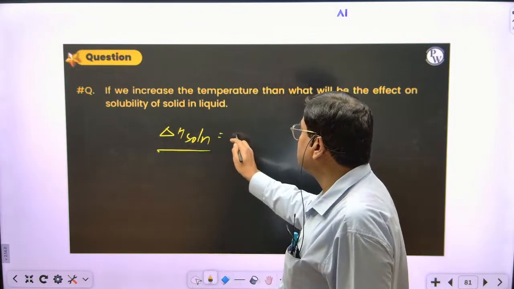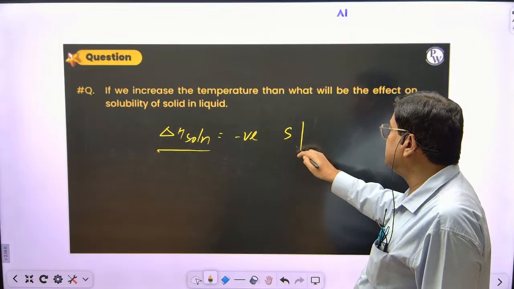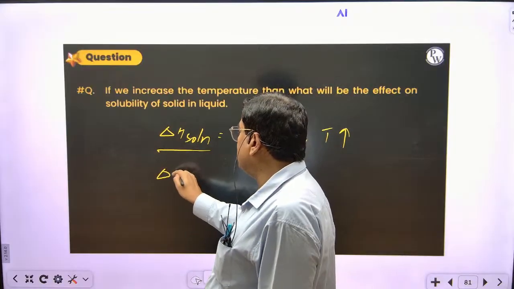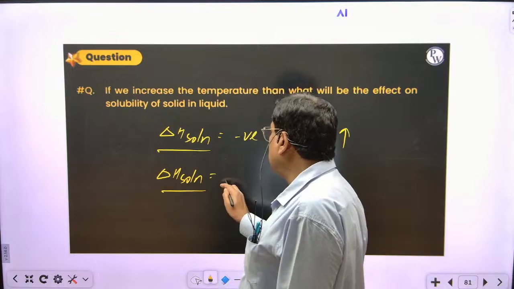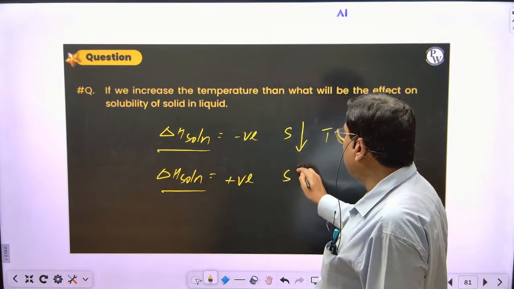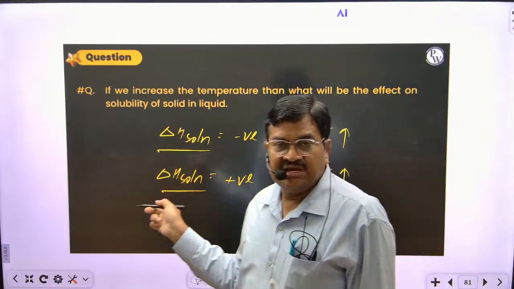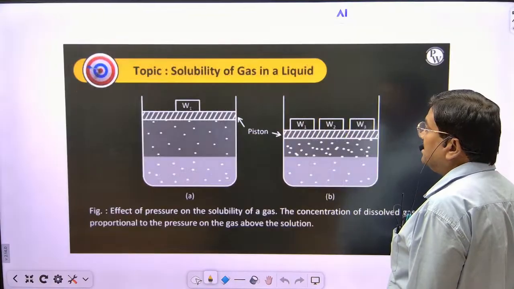Understood? If it is exothermic, solubility what happens? Decreases with increase in temperature. If enthalpy of solution is endothermic, what is endothermic? Heat is absorbed. Then solubility increases with increase in temperature. This we discussed yesterday. Recollect. Conceptual question we discussed yesterday.